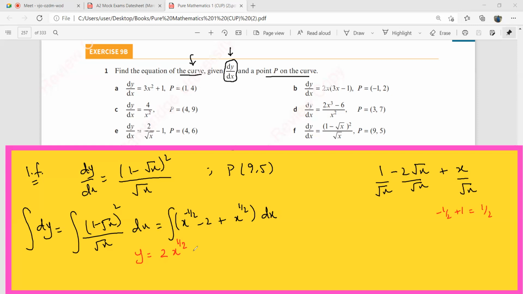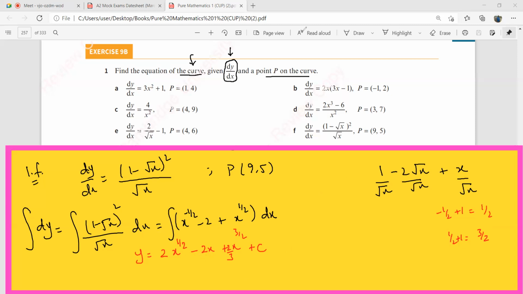Integral of minus 2 is minus 2x. Now half plus 1, you should be knowing this mentally. Half plus 1 is 3 over 2. So this is plus x raised to power 3 over 2, and you will write that 2 over 3 here. And never ever forget to write that plus c here. Okay? So this is your integral ready.